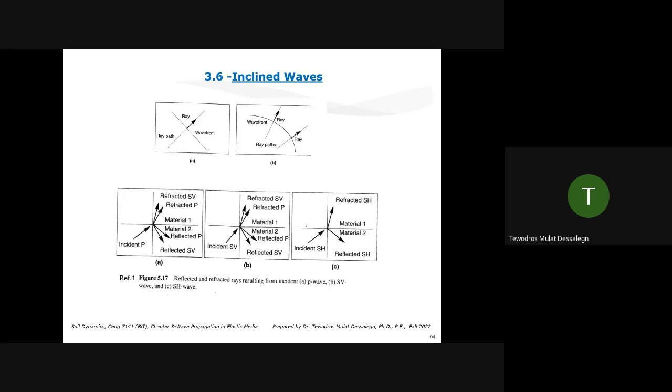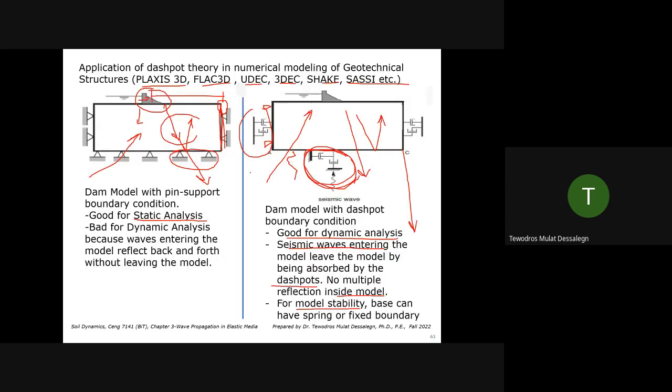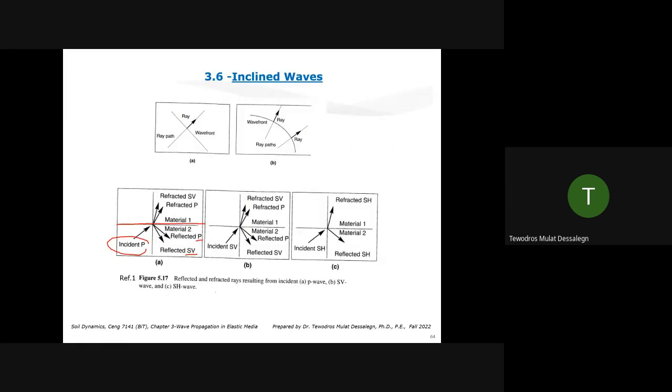Inclined waves, section 3.6. Waves are not always vertical or horizontal. They can come in an inclined direction, depending on the depth of where the focus point for the earthquake is. If you have an inclined wave, a P wave coming at an incline, it can create an SV wave and P wave at the interface between two materials. If you have a layered system, which means different impedance ratio, you can have a reflected S wave and P wave.